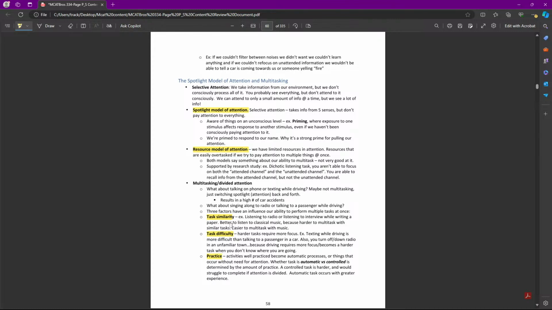So task similarity: listening to the radio or listening to an interview while writing a paper. Better to listen to classical music, because it is harder to multitask with a similar task. You don't multitask with music.